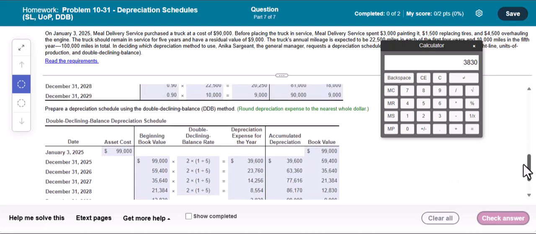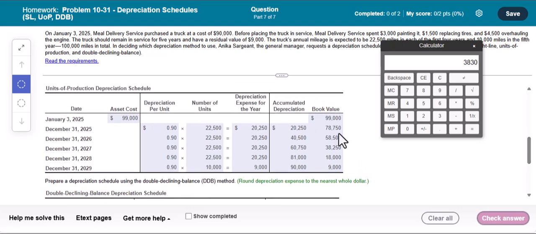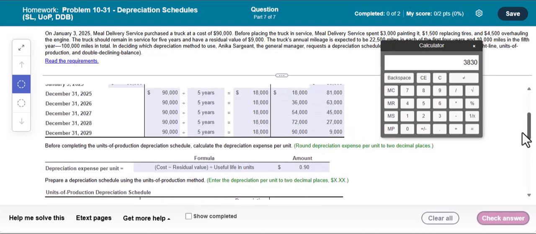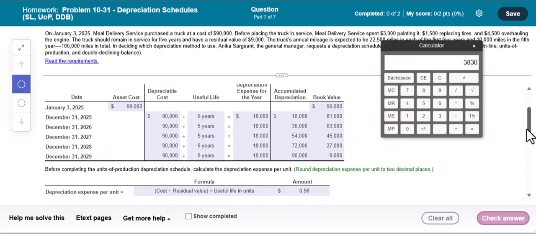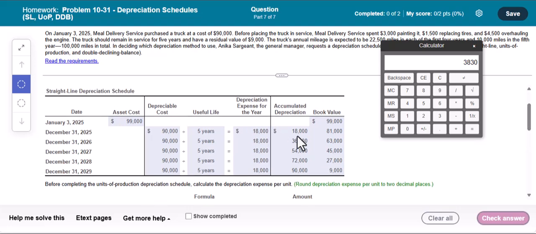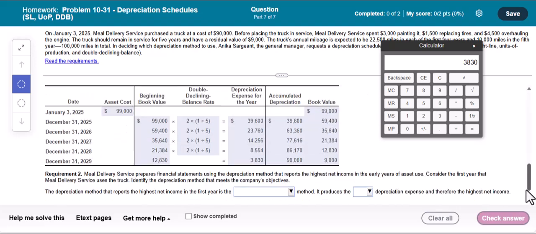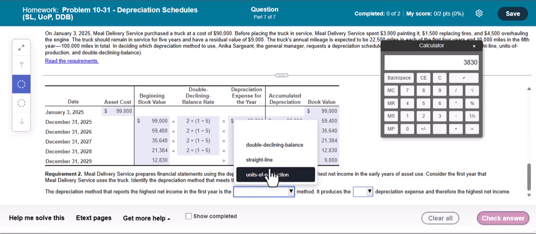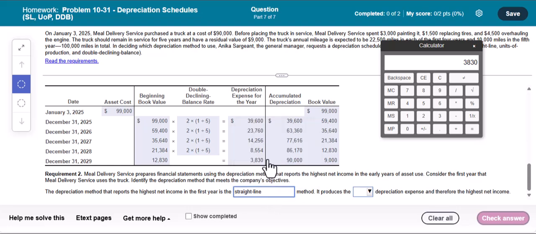And then for this one here, for the units of production, looks like their depreciation in the first year is at 20,250. Let's see if this first one, so straight line method here, is 18,000, and that is the lowest expense out of the three. So we'll take a look here and input that. So the straight line method is going to give us the highest net income because, again, it's taking out the least expense in the first year. So it produces the blank, the lowest depreciation expense, and therefore the highest net income.